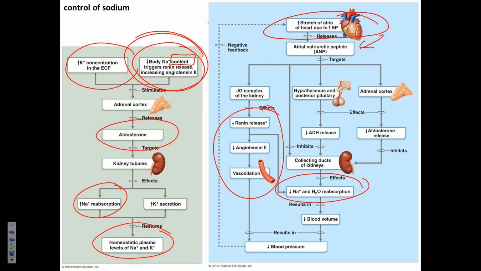When sodium reabsorption goes down as a result of atrial natriuretic peptide, where does sodium stay? In the filtrate, in the urine. Does that make sense? Now, if sodium stays in the filtrate, how does it affect water? It follows it. It stays in the filtrate as well. So essentially, atrial natriuretic peptide makes you excrete sodium and water, which reduces blood pressure immediately.